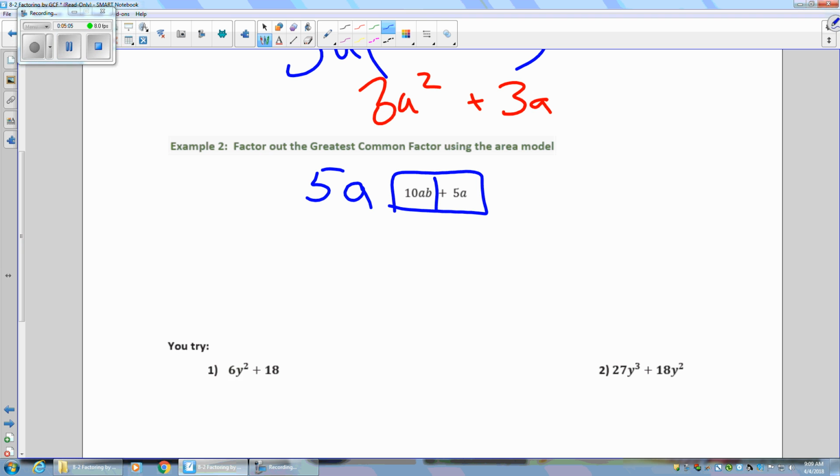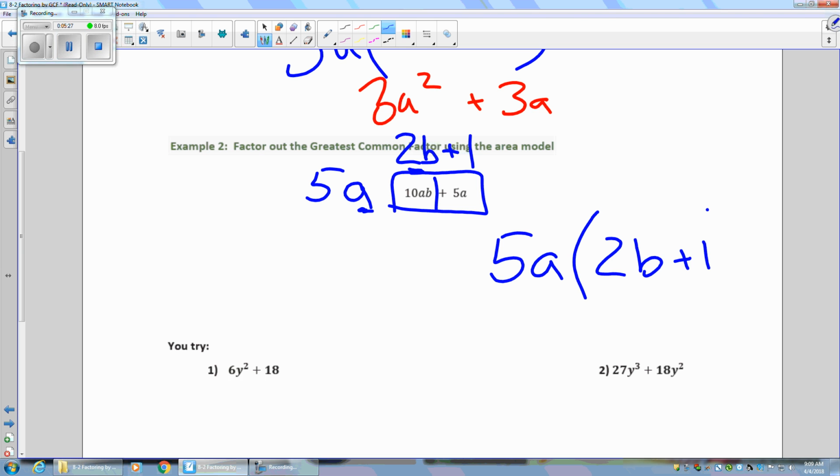So what would have to go on top in order to make 10? 2. And how about the a and the b? Well, because there's already an a right there, you just need a b. And same thing as the one up above, this one's just going to be plus 1. All right? So your final answer for this one would have been 5a, parentheses, 2b plus 1.